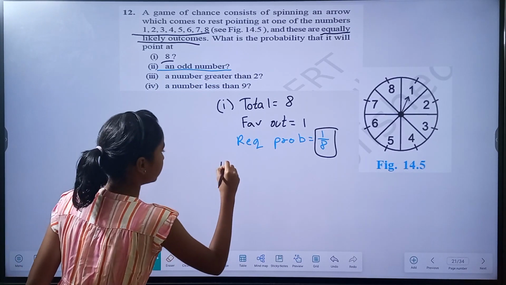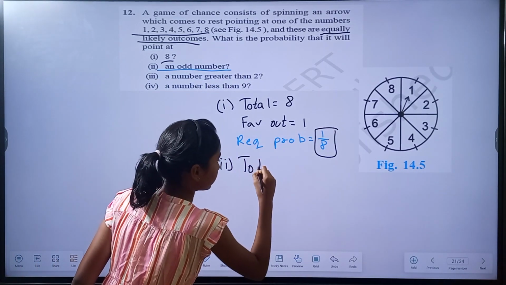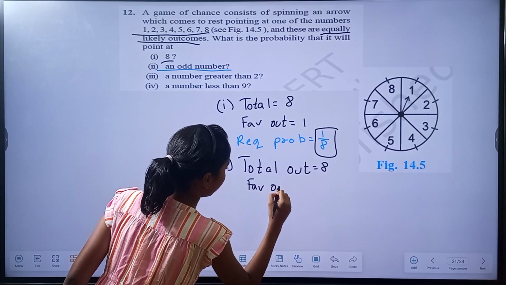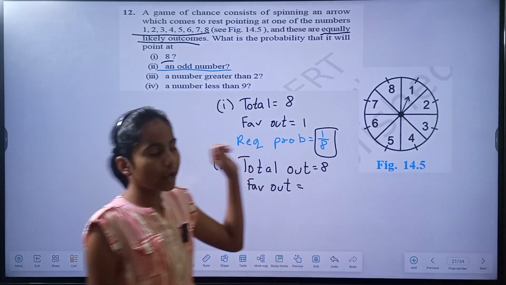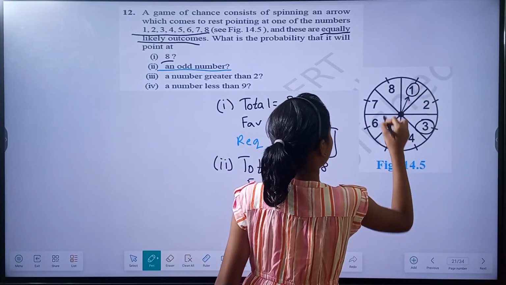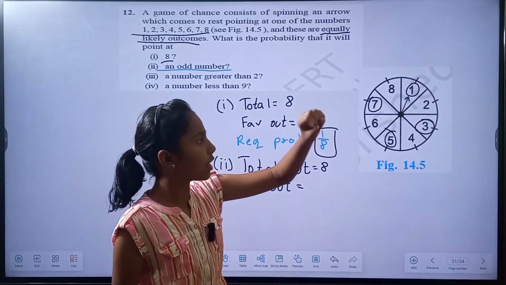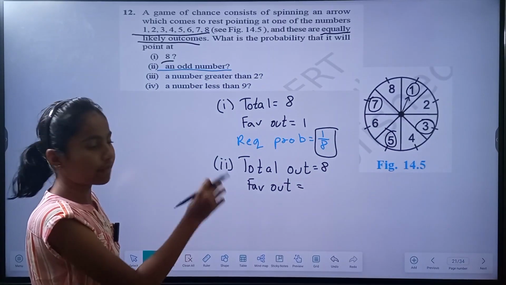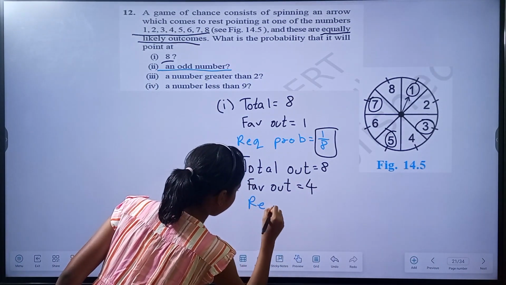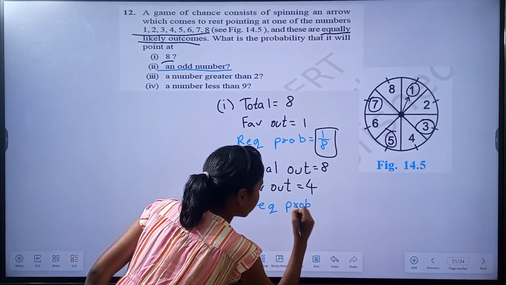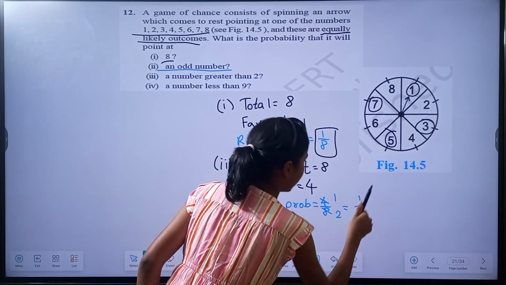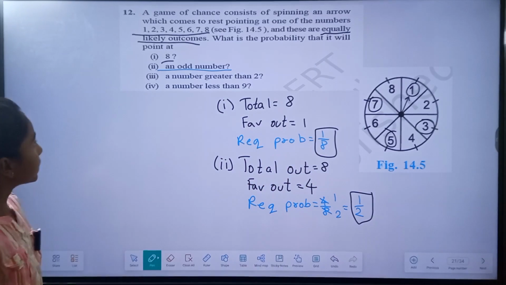An odd number. What is the probability that it will point at an odd number? Okay, now again we have total outcomes 8. And favorable outcomes is an odd number. From 1 to 8, we have 1, 3, 5, 7. These are the odd numbers. We have 4 of these. So the arrow can point on any of these 4 odd numbers, 4 ways. And the required probability is 4/8. We can simplify this: 1/2.